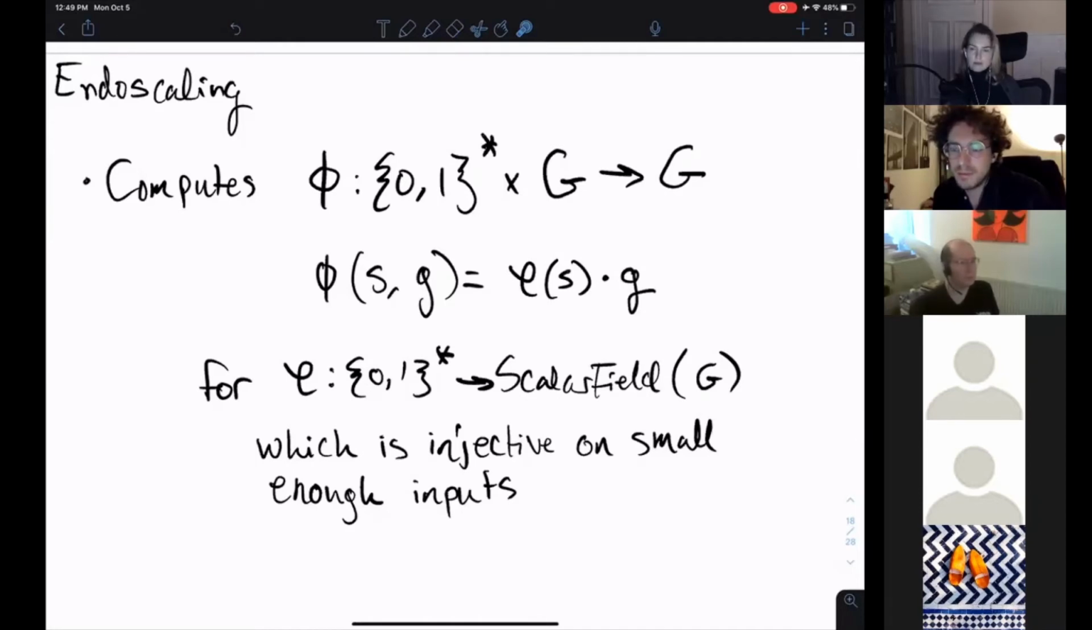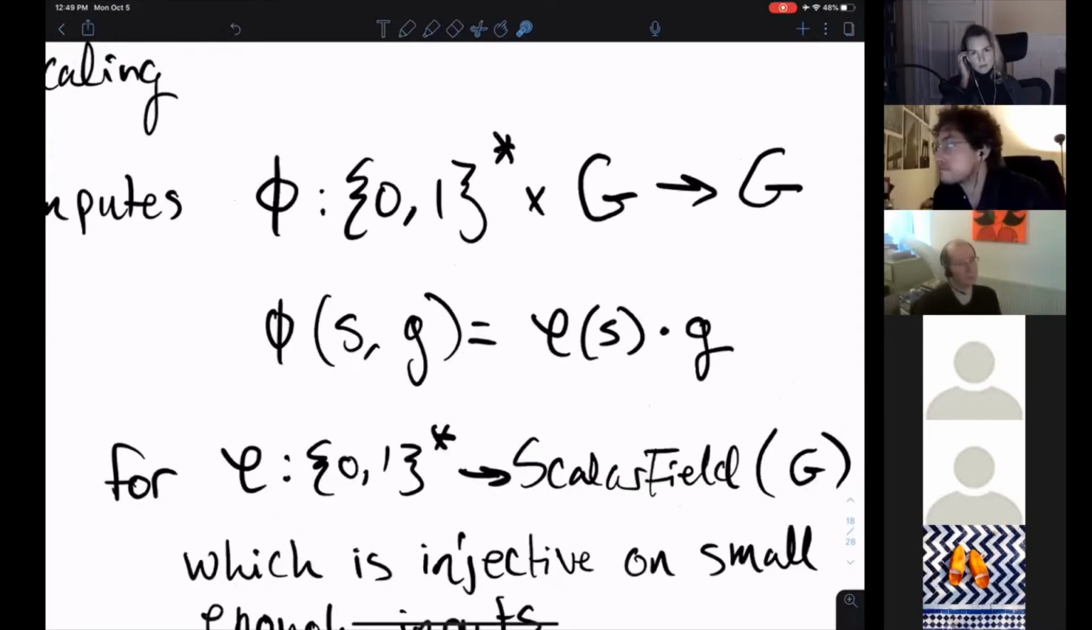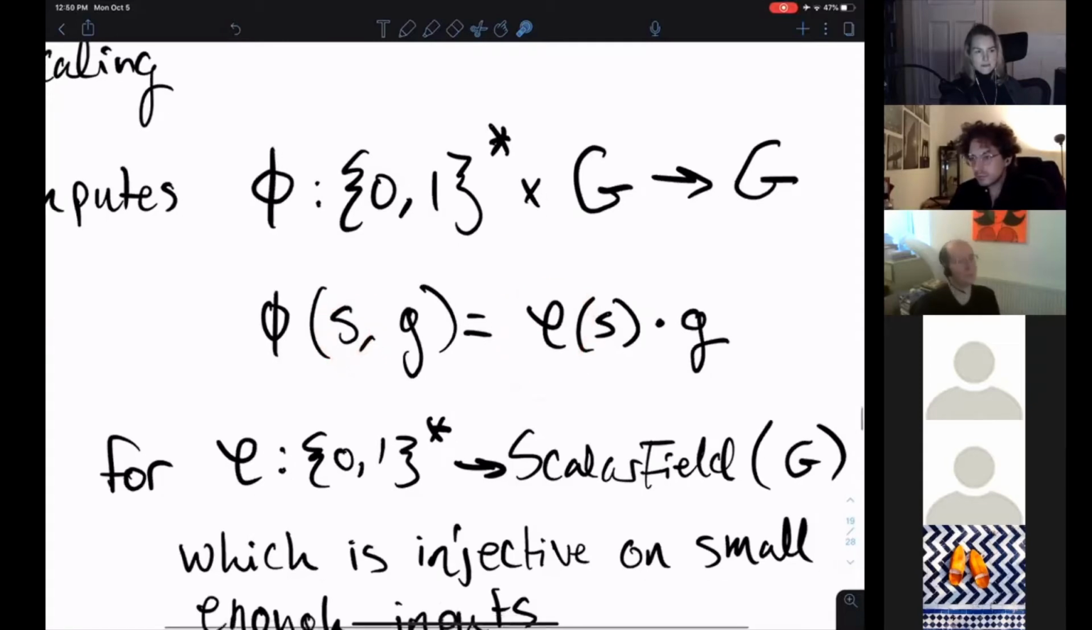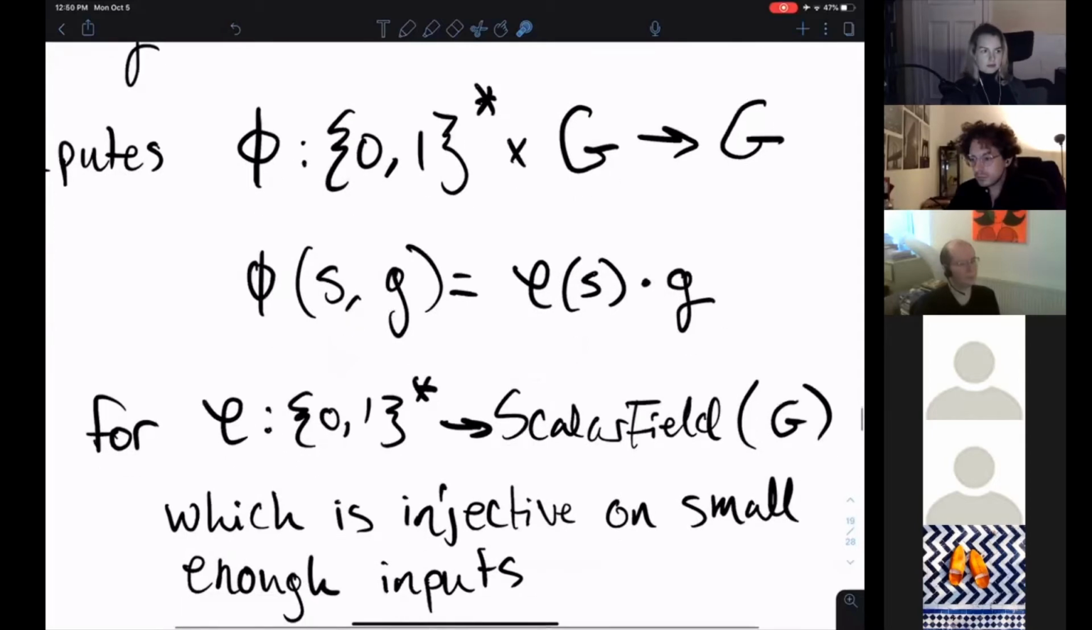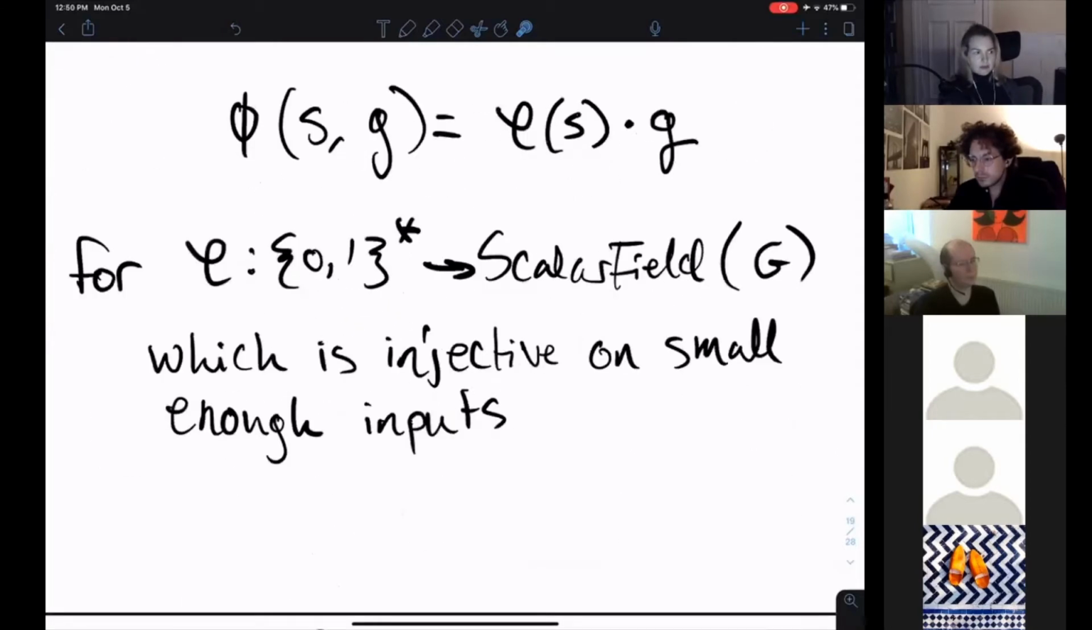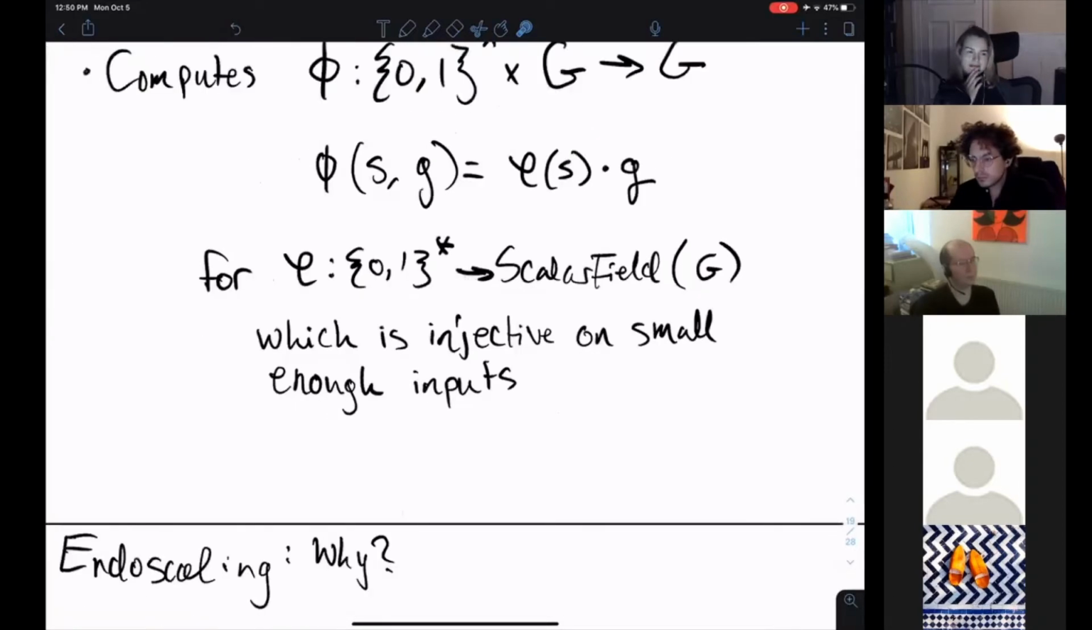So what's the idea here? The idea is there's some function, phi, which takes a bit string and a group element and gives you a group element. And this function is equal to some other function just of the bit string, which maps into the scalar field of G, times G. So it lets you compute a scalar multiplication by some scalar which is related by var phi to the bit string S. And this function var phi is injective on small enough inputs. Or small enough, I'm not sure what it is, but it's small enough.